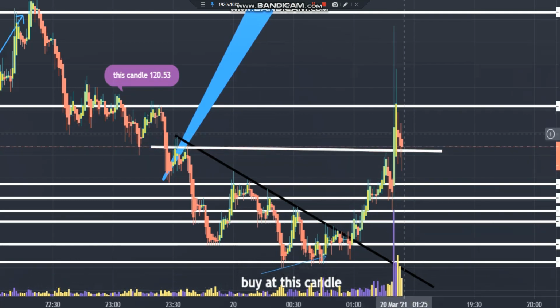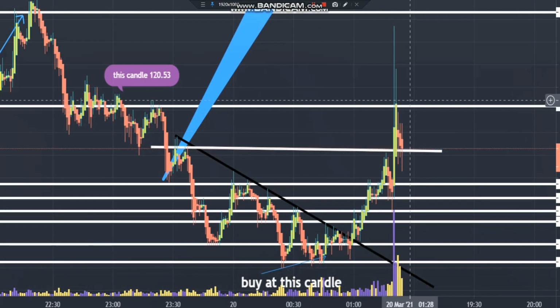And then it has moved quite higher. It can come down the same way as well. So that is the reason we normally have to keep stop losses based on our risk appetite.